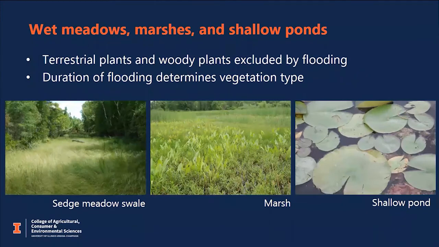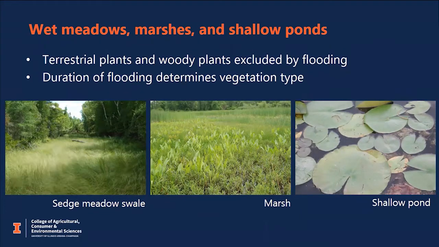Other wetland types are dominated by herbaceous plants or non-woody vegetation, and really hydrology determines the type of vegetation that can occur in a site. Even in drier end herbaceous wetlands like sedge meadows, wet prairies, wet meadows that may be only seasonally or temporarily flooded, there's still often enough water there to exclude terrestrial plants and woody plants from growing.